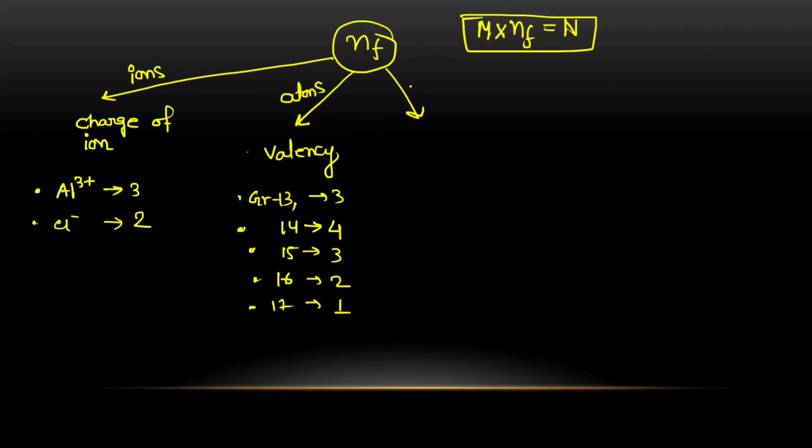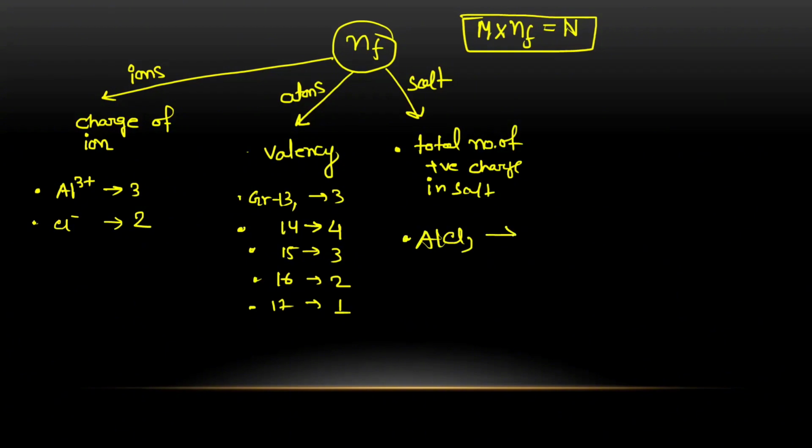Next is salt. Mind it, for salt it is pretty confusing. It is basically the total number of positive charge in salt. For example, AlCl3. I have AlCl3 salt. What we have to do? First we have to dissociate it: Al3+ and 3Cl minus. Now this system has a cation with 3 positive charge. So n factor will be 3.